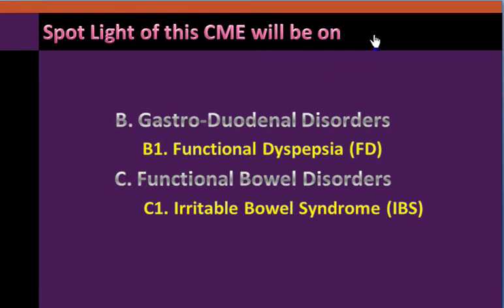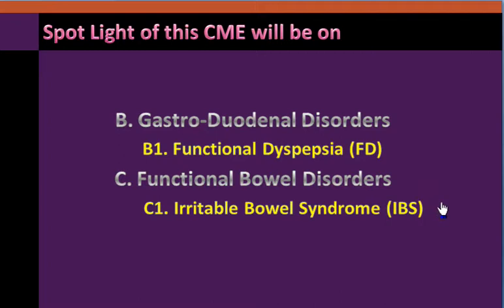The spotlight of this CME will be on two important functional gastrointestinal disorders. Though we have a huge list, as we have seen per the Rome classification, the most common of the functional disorders are two: the gastroduodenal disorders, under which comes functional dyspepsia, and the functional bowel disorders, under which comes irritable bowel syndrome.